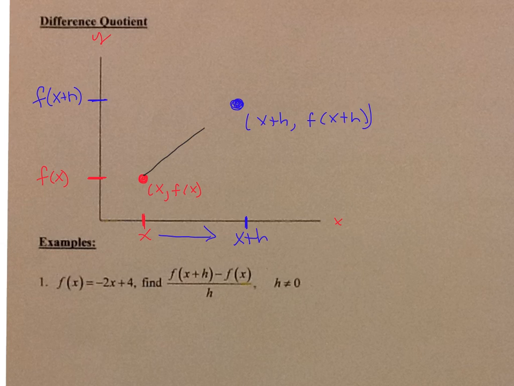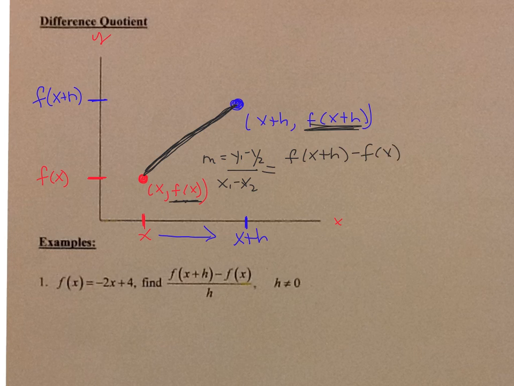So the difference quotient comes from finding the slope between these two points. So remember the slope formula is y1 minus y2 over x1 minus x2. So I'm going to subtract my y's and subtract my x's. There should be another parentheses there. I'm going to subtract my y, so that's f of x plus h minus my other y, which is f of x, over, subtract my x's. So I have x plus h minus x.